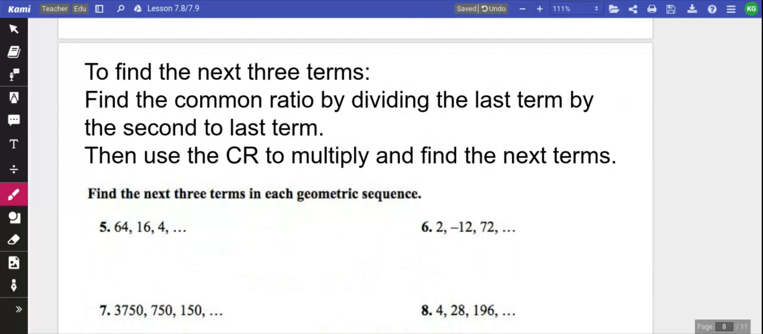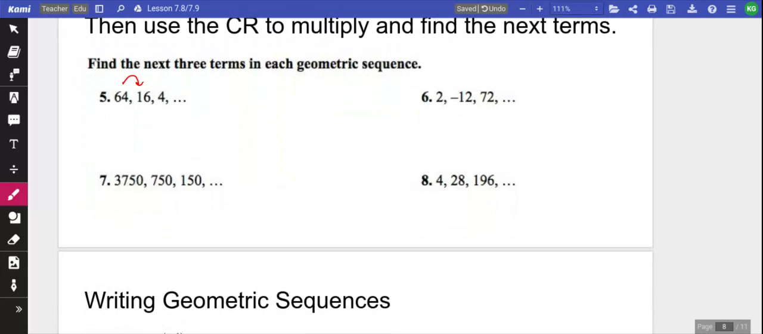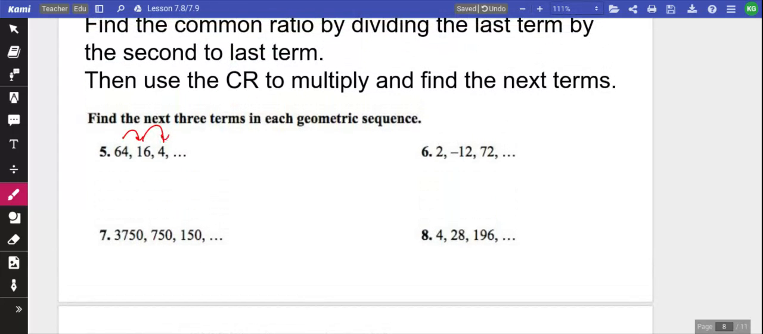So once you've determined if it's a geometric sequence, we're going to continue to use the common ratio to figure out what the next 3 terms are. So to go from 64 to 16, or from 16 to 4, I'm multiplying by a fourth. So now I'm going to take 4 times a fourth, which is 1, 1 times a fourth, which is a fourth, and 1/4 times 1/4, which is 1/16.